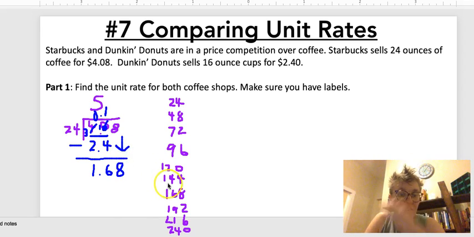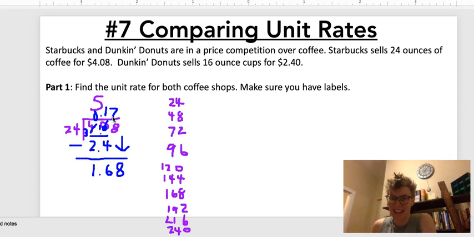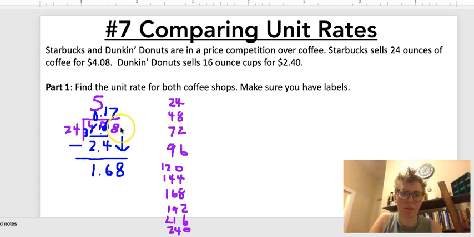I'm feeling good because I literally see 168 right here. 1, 2, 3, 4, 5, 6, 7. So this is going to be 1, 7. This is why it's important to know that this is 17 cents. It would be weird if I was like, oh, it costs $17 per ounce. That wouldn't make any sense because it only costs $4 for all 24 of them.